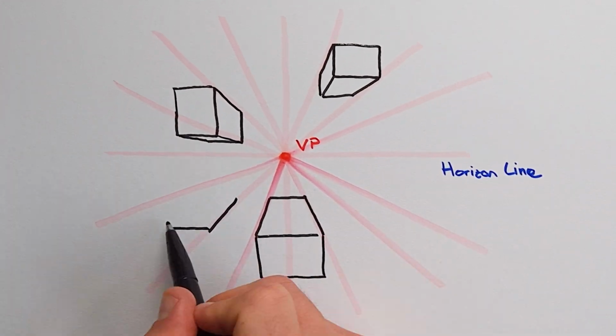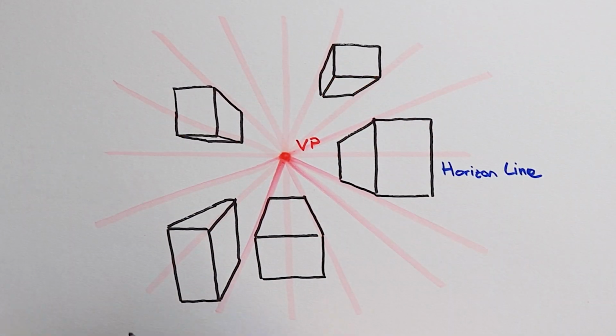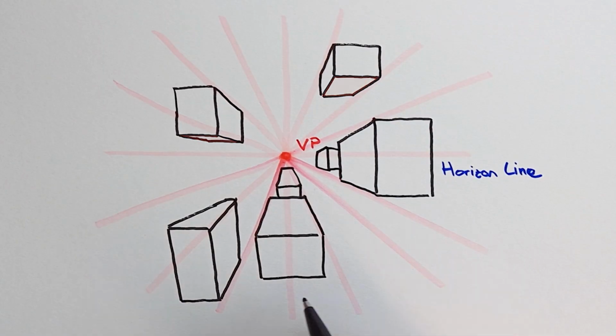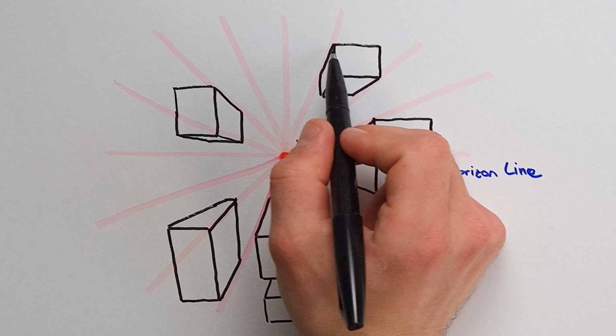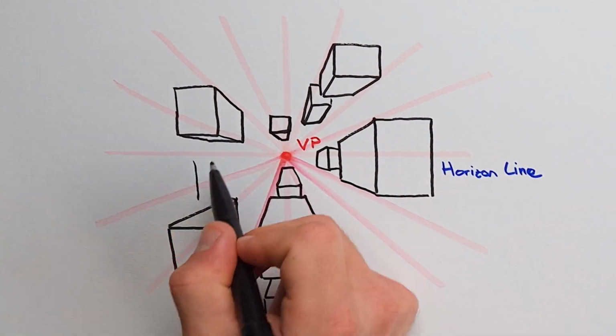As you can see, boxes above the horizon line are viewed from below, showing their bottom plane, whereas boxes below the horizon line show their top plane and are looked at from above. For boxes that go through the horizon line, we can neither see their top or bottom.